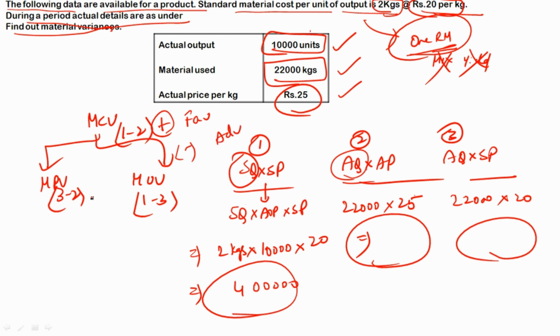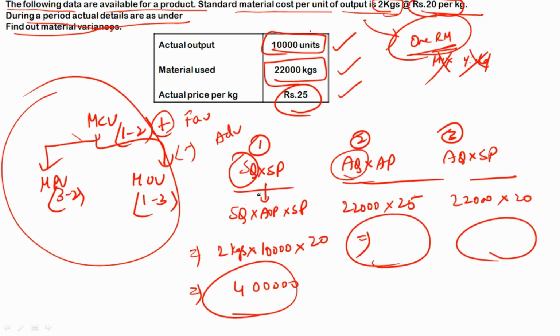Otherwise, once you calculate the variances applying this particular formula, you try to think whether it will increase the actual profit or it will reduce the actual profit. If it increases the actual profit, then it will be favorable variance. If it reduces the actual profit, then it will be adverse variance. So that should be easy for you to solve this kind of problems.